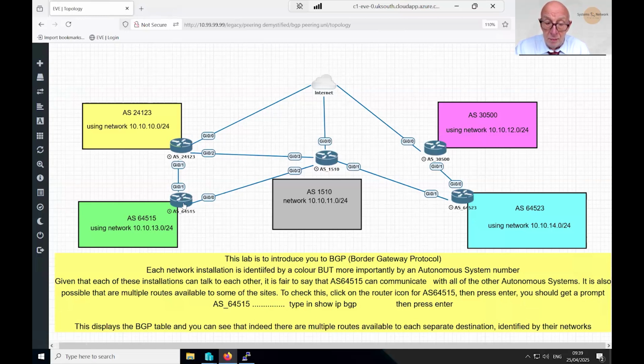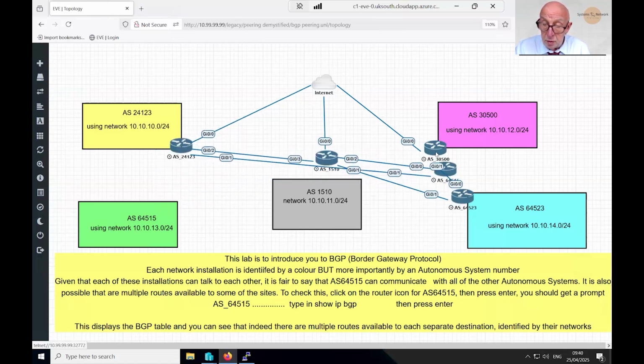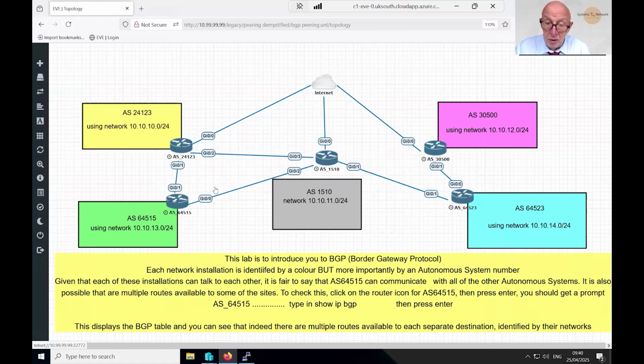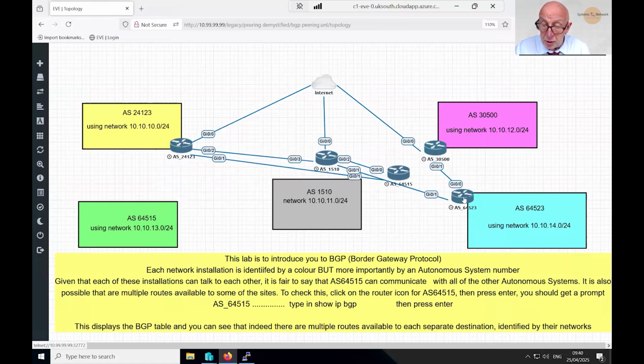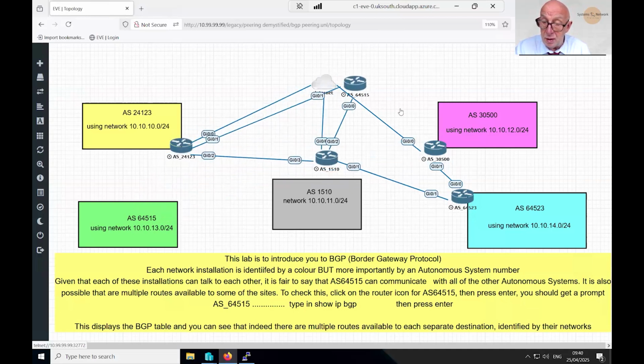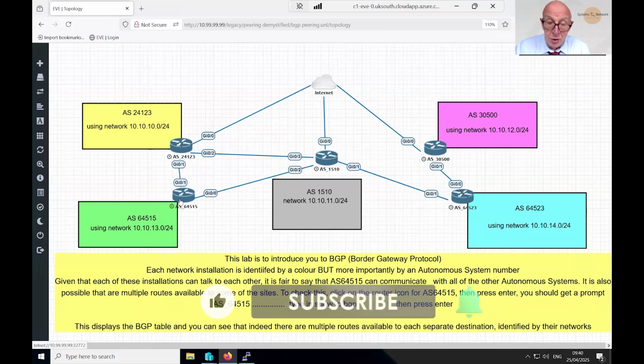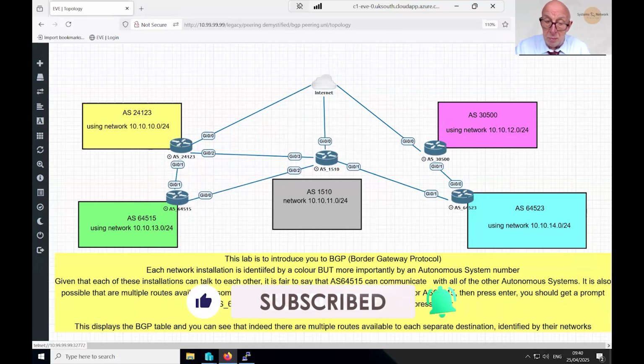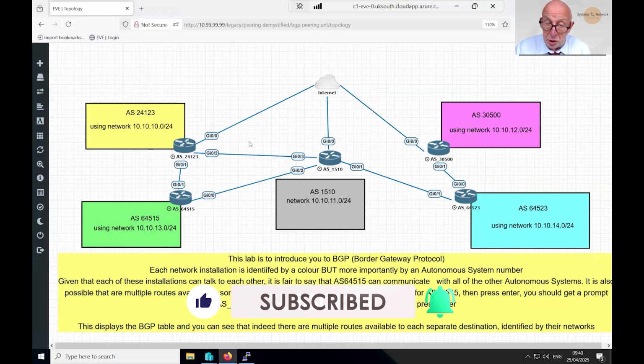So really what I'm saying here is that AS64515, this one, if it wants to get to here, it could go this way, to here, no problem at all. That would be one path. It could come this way, straight to here. And there could be multiple other paths as well. So it could come back. I haven't put all the routes in, but of course it could go over the internet as well. All of this information will be collected because all of these connections are working on BGP.